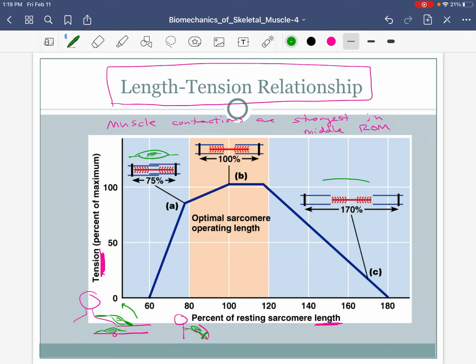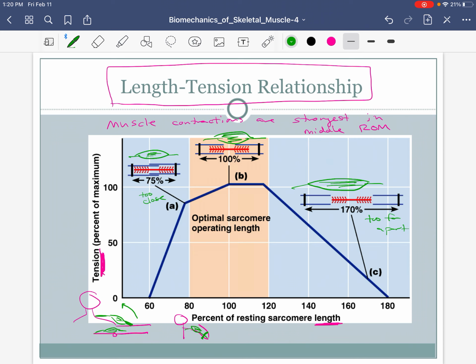If my elbow is fully extended, the muscle might look more like this. Now the actin and myosin are too far apart. Here, the actin and myosin are too close together, so there's nowhere for them to go to slide past each other. Here, they're too far apart, so it's actually harder for the actin and myosin to cross bridge. So when in mid-range, the actin and myosin are perfectly aligned. They're not too far apart. They're not too close together. We can cross bridge and power stroke, and we can therefore generate the most force.